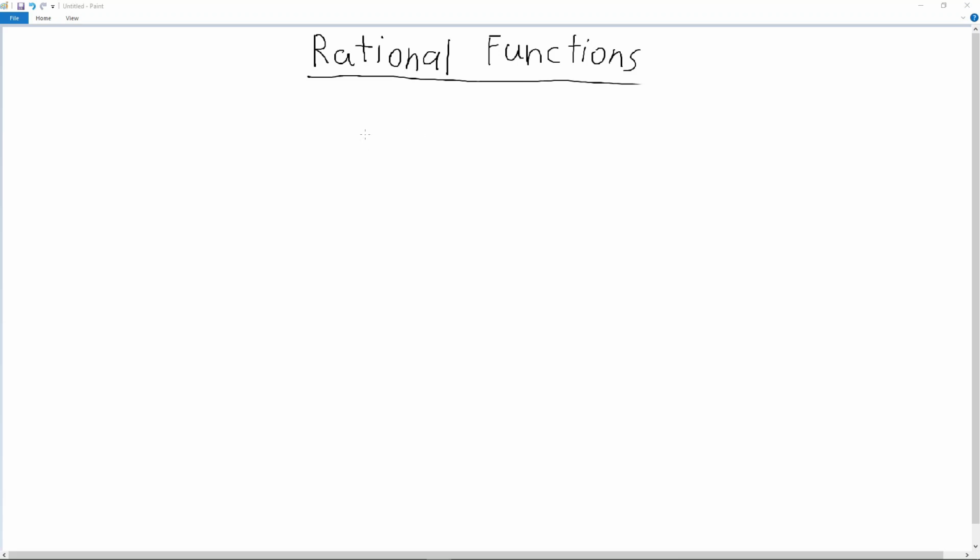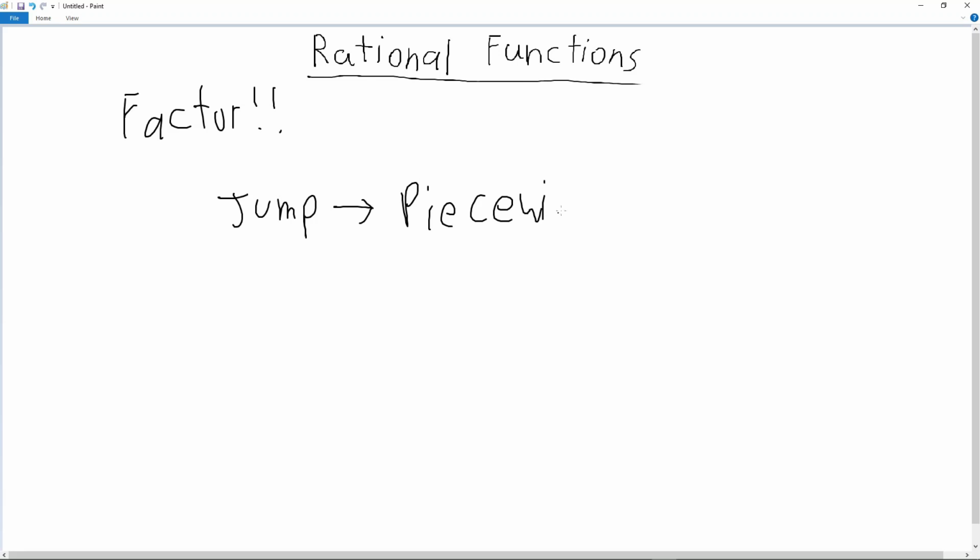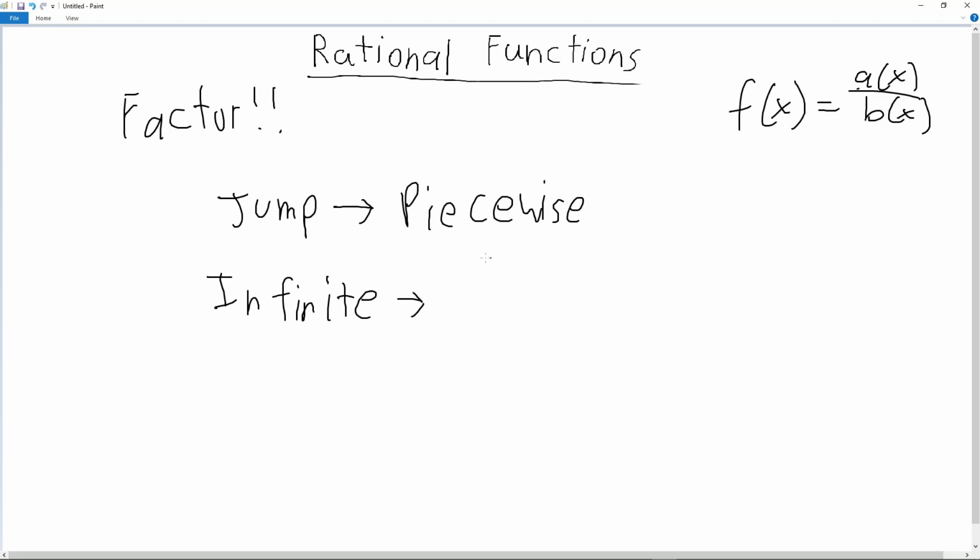To find these three types of discontinuities, remember to always factor first. This is a major part in finding these discontinuities. For jump discontinuities, normally they appear in piecewise functions. For infinite discontinuities, in order to find which x value a vertical asymptote appears on, you can set the denominator equal to 0. So let's say we have the rational function a of x over b of x. You're going to want to set b of x equal to 0 and then solve for x. Those x values are going to be where your infinite or vertical asymptote is.